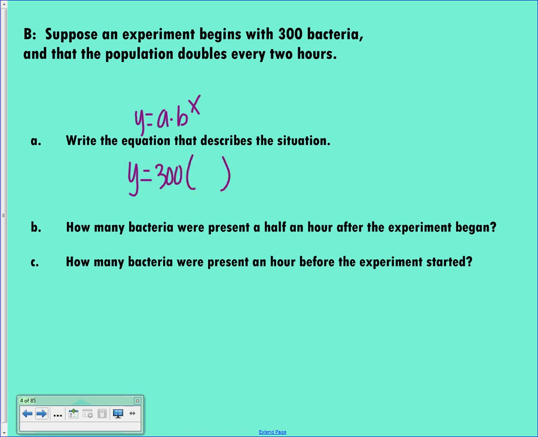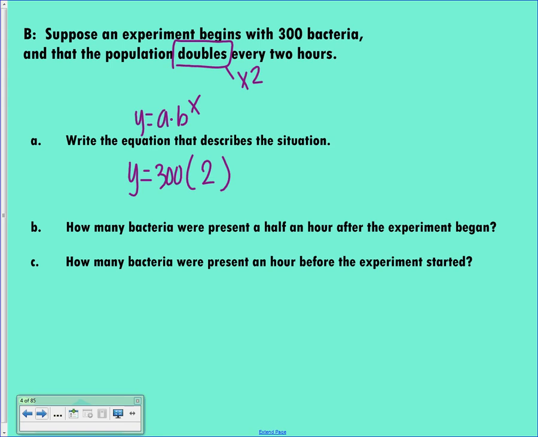Okay, and here's where it's going to get a little trickier. So b is my growth factor, right? Well, do you see a percent anywhere? I don't, but I see the word doubles. Okay, well, if something's doubling every time, that means I'm multiplying it by 2. So my growth factor here is 2. So we're not going to do it like example A where we divided it and added it to 1, because doubles is already bigger than 1 and it's just 2. Okay, so you only do that last process with the percent.